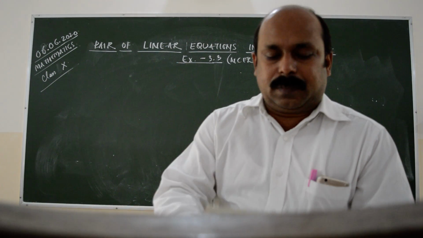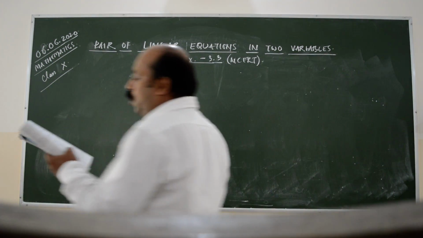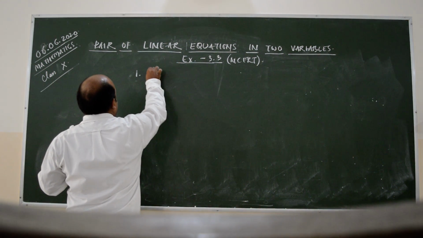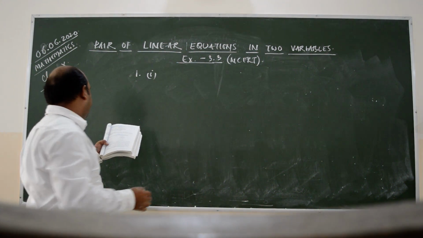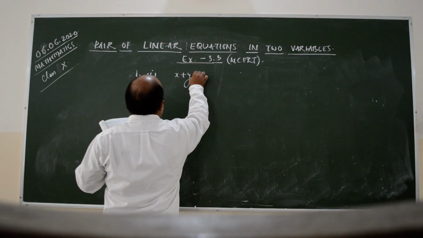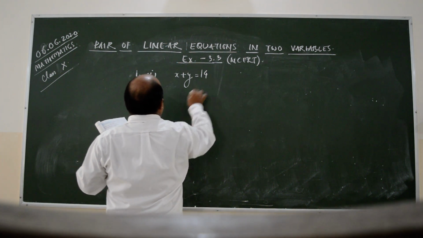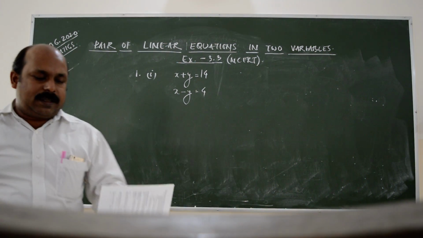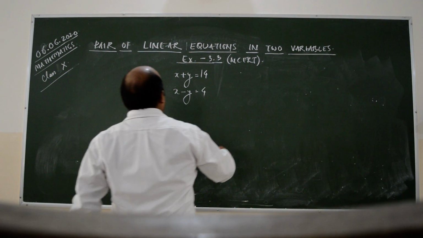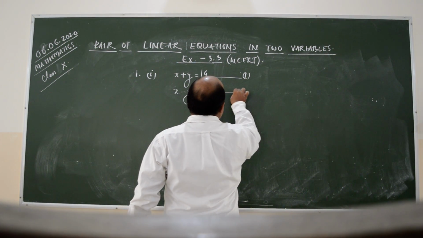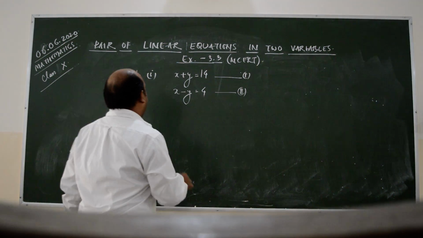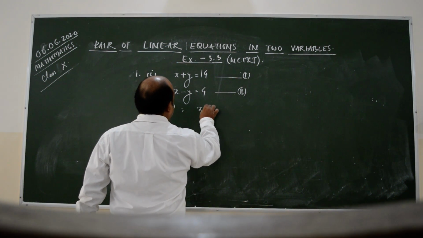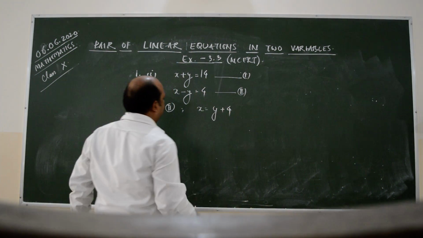Let us take a question. Question number 1, part 1. Solve the following pair of linear equations by substitution method. So this is question number 1, part 1 of exercise 3.3. x plus y is equal to 14 and x minus y is equal to 4. So these are the two equations. So let us do it. Let us say this is 1 and this is 2. So from 2 we can say x is equal to y plus 4.